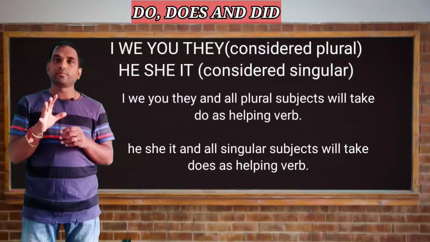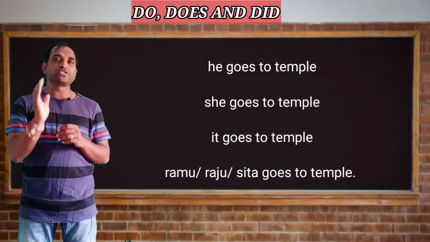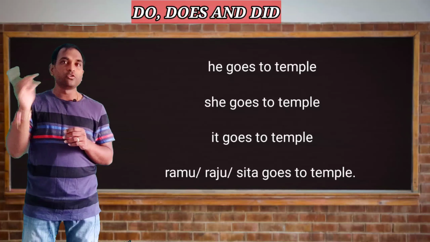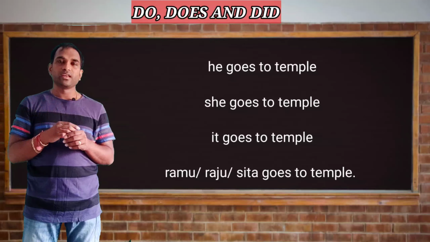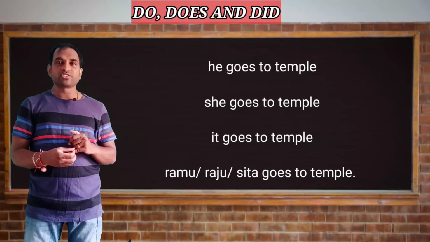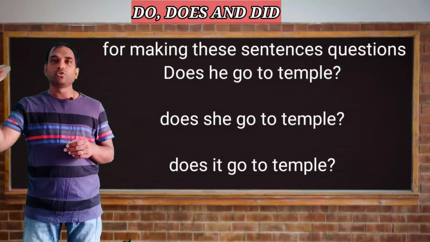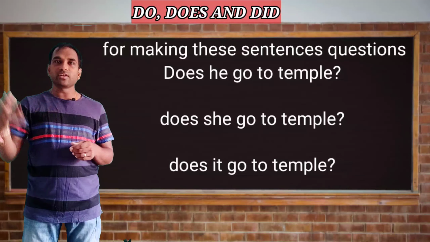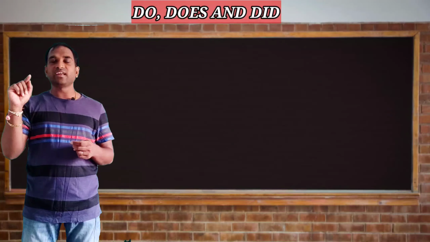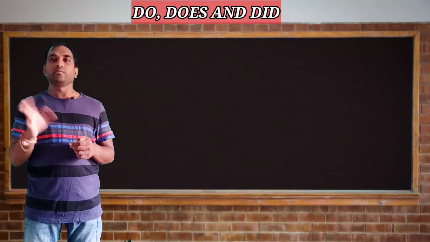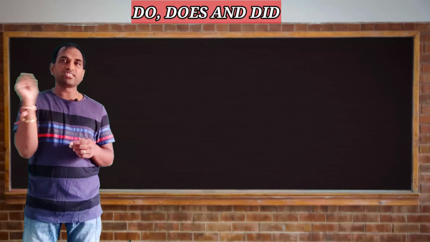Here, see the examples. He goes to temple, but it is not he go to temple. She goes to temple, it is not she go to temple. It goes to temple. Ramu, Raju, Sita goes to temple. And in order to make these questions, does he go to temple? Does it go to temple? Okay, so like that, does is used in order to make questions, and this es that was added to go is removed. Does it go to temple? Does she go to temple? Does he go to temple?